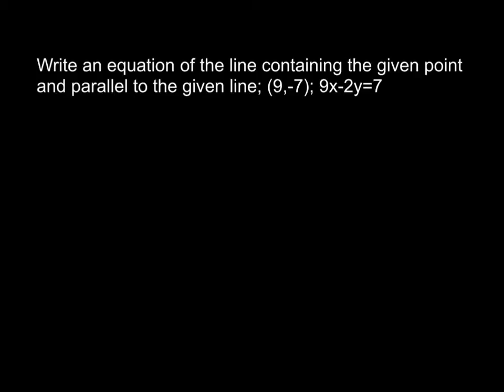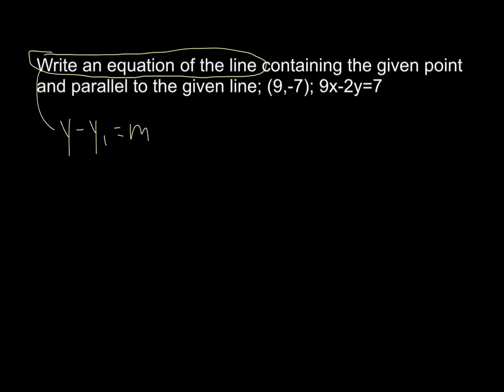Example 4, write an equation of the line containing the given point and parallel to the given line. (9, -7), that's our given point. And then 9x minus 2y equals 7. So again, we've got write an equation of the line or find an equation of the line. Any phrasing like that, you're going to start with y minus y1 equals m times x minus x1.